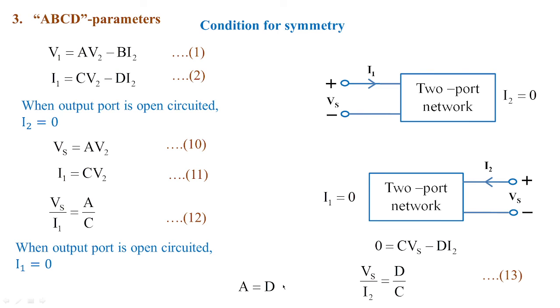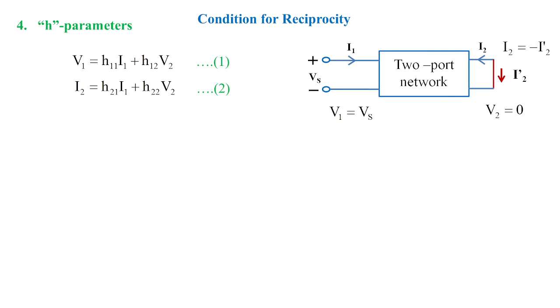I hope you have become habituated to how we have framed these equations step by step. We are following the same procedure for all the two-port parameters. Now let us go with the last parameters, that is the hybrid parameters. Let us go with the condition for reciprocity.